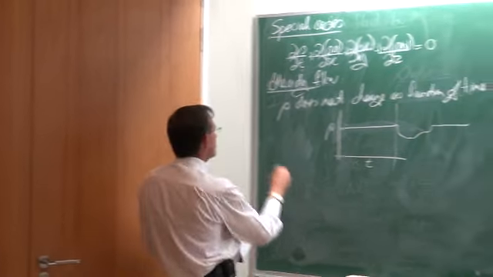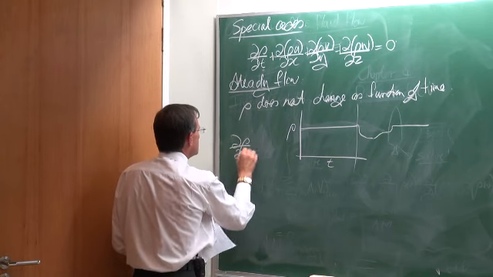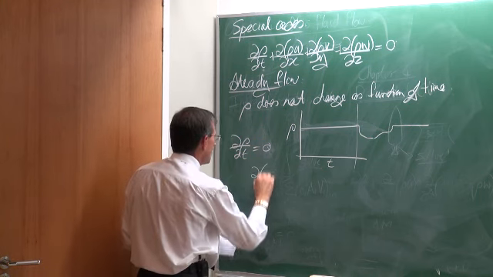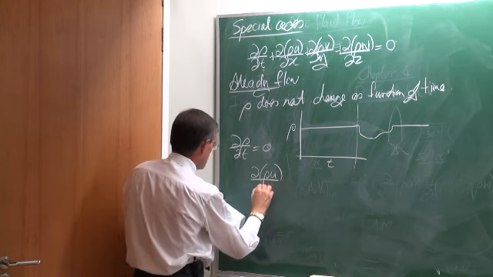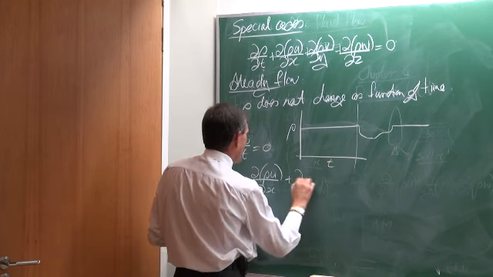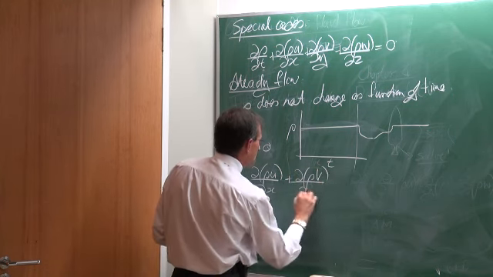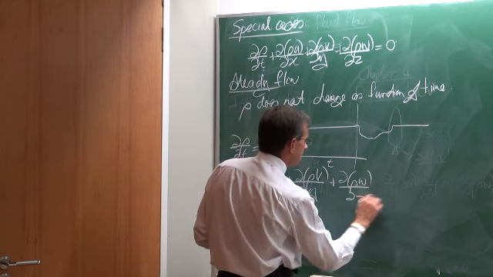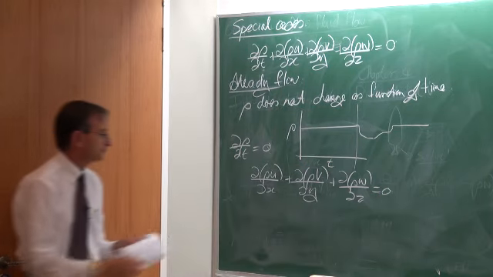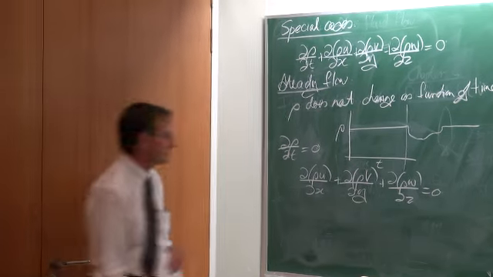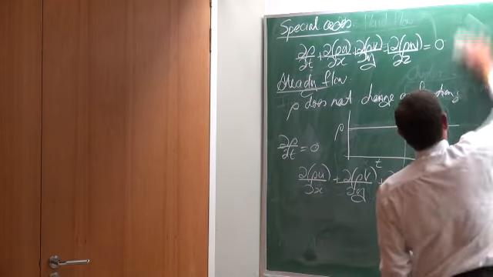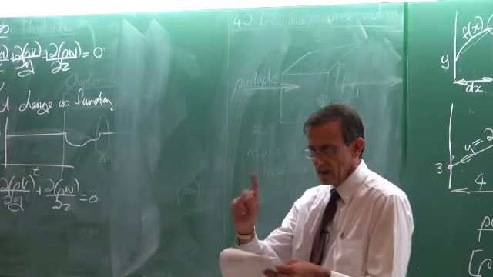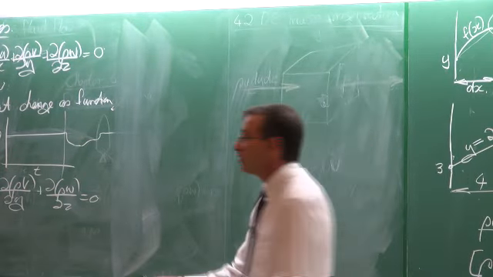So, partial d rho dt would be equal to 0, and the result would be the equation of partial rho u dx plus partial rho v dy plus partial rho w dz is equal to 0. Okay, you happy with that? Right, and the next special case is for incompressible flow.